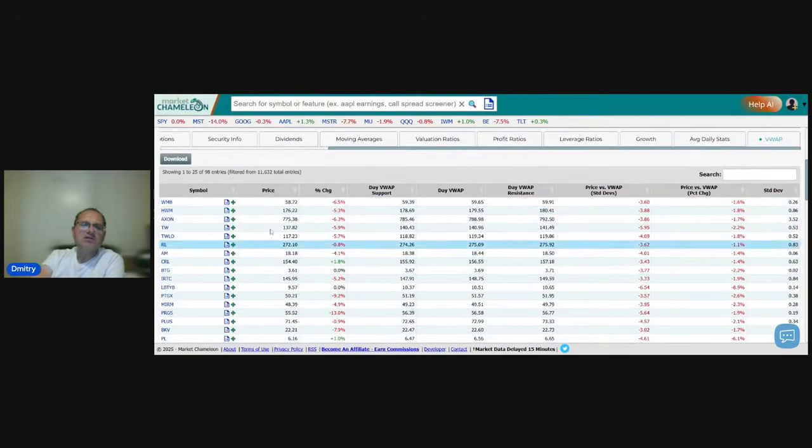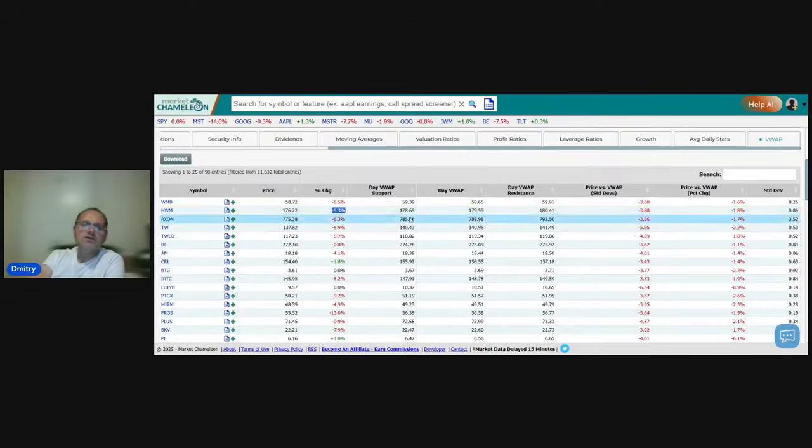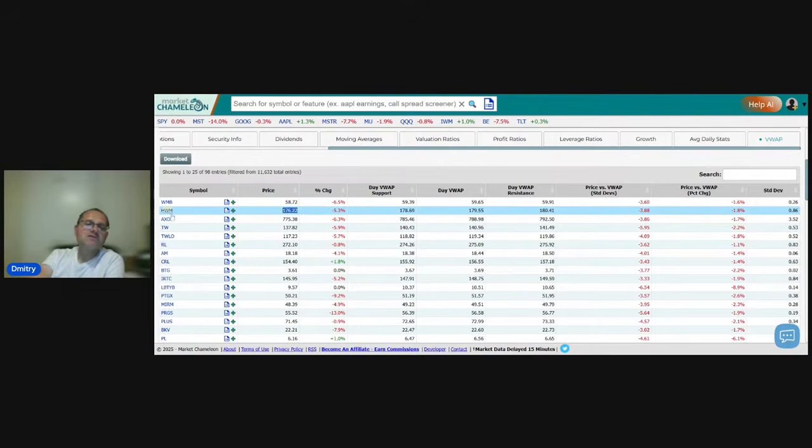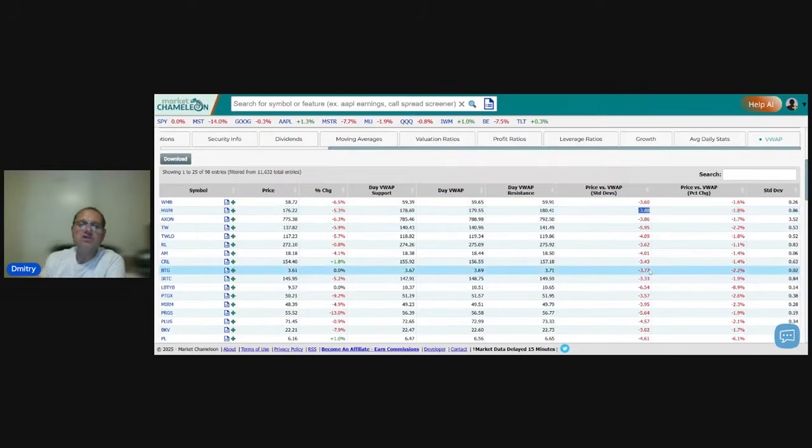So now we have these stocks where you could see here, well, what's going on here? Here's the VWAP price, fell to 58.72, but based on where it was trading, that's more than 3 standard deviations. Here, 176.22, VWAP price 179.55. So you could see here that's more than 3 standard deviations below its expected band based on the VWAP price and how it's been trading around that VWAP price on the day.